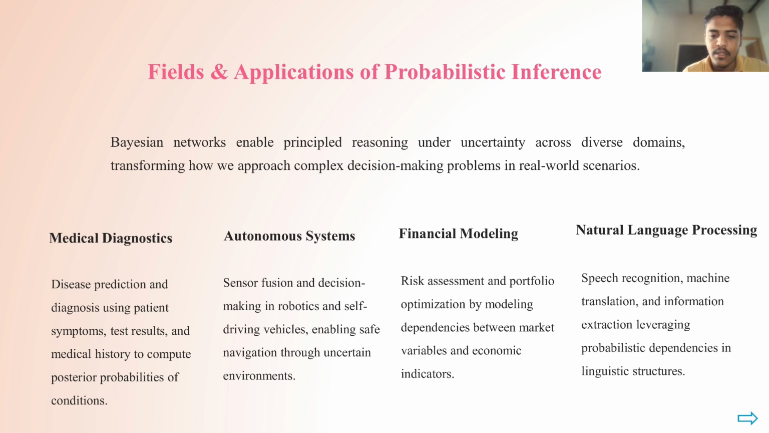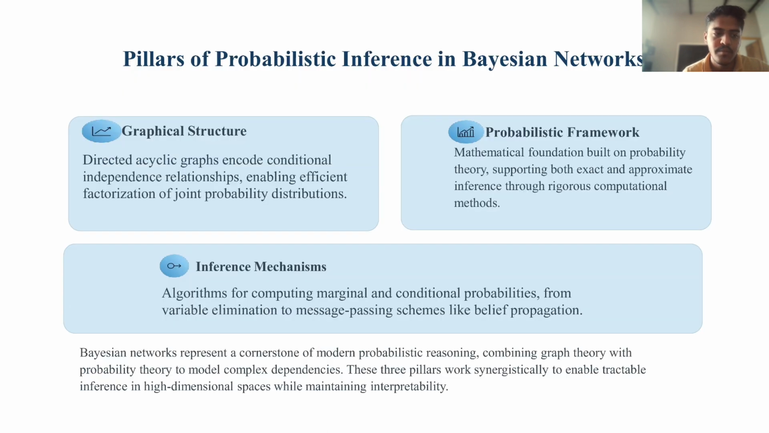Next is autonomous systems. Sensor fusion and decision making in robots and self-driving cars, enabling safe navigation through uncertain environments. Financial modeling, risk assessment, and portfolio optimization by modeling dependencies between market variables and economic indicators. Natural language processing: speech recognition, machine translation, and information extraction, leveraging probabilistic dependencies in language structure.